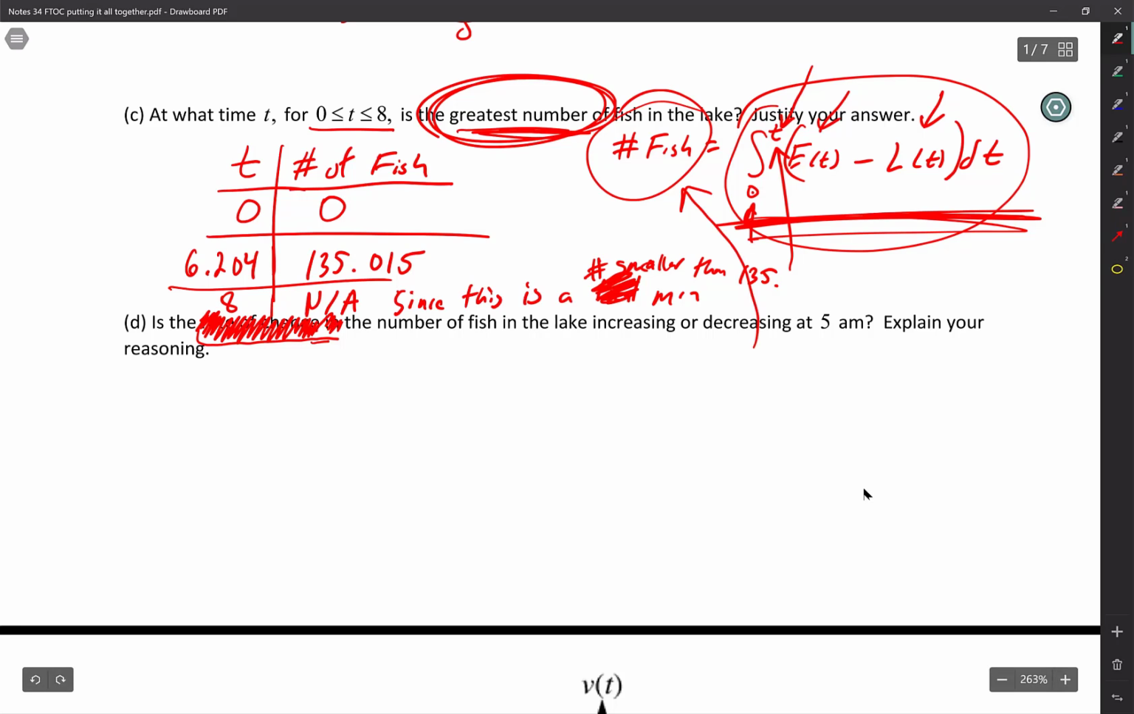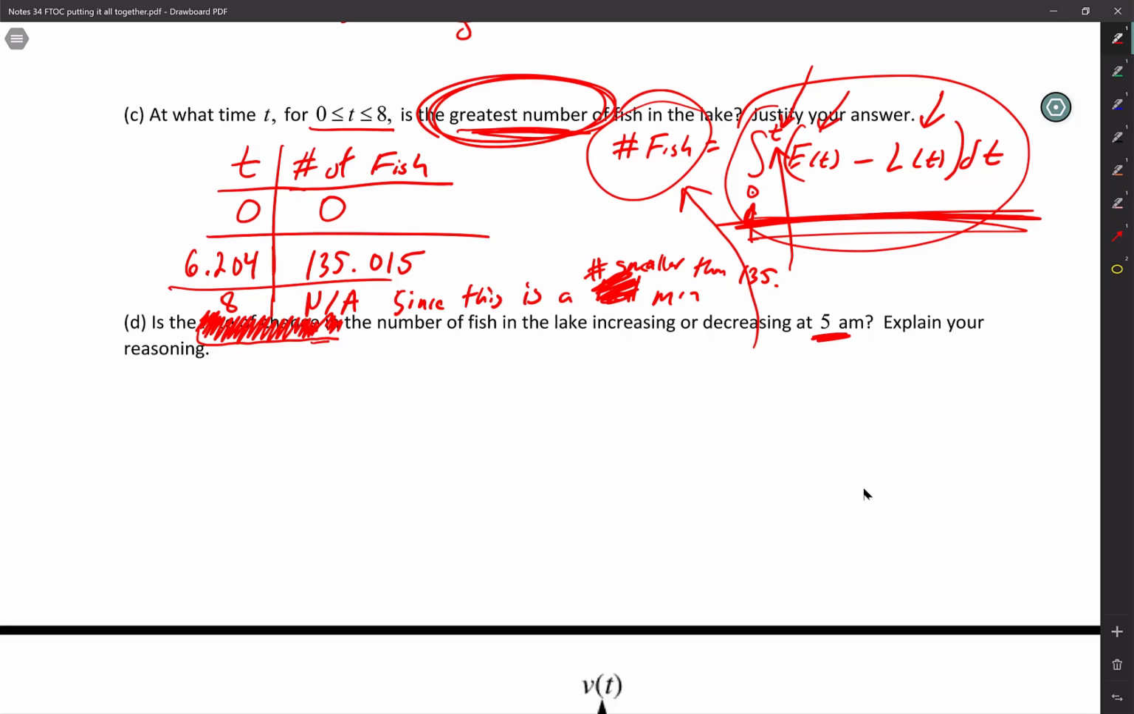Is the number of fish in the lake increasing or decreasing at 5 a.m.? Okay, I just changed the question completely. This is what they do not want. If you're reading this, I'm like, oh my God, I'm so confused. They do not want to know whether the fish is increasing or decreasing at 5 a.m. They want to know is the rate of change increasing or decreasing at 5 a.m.